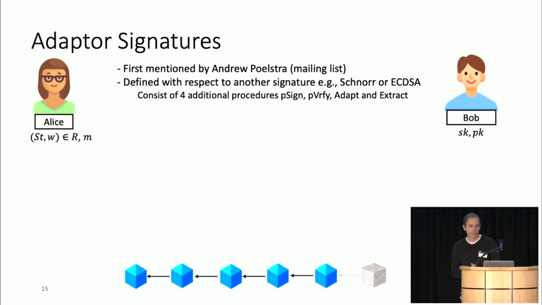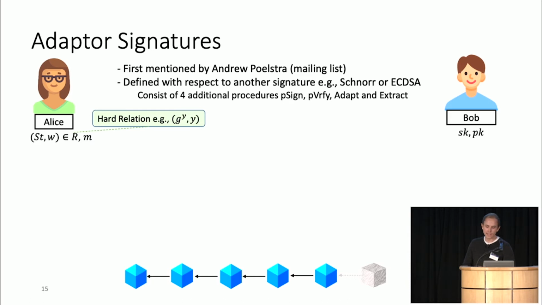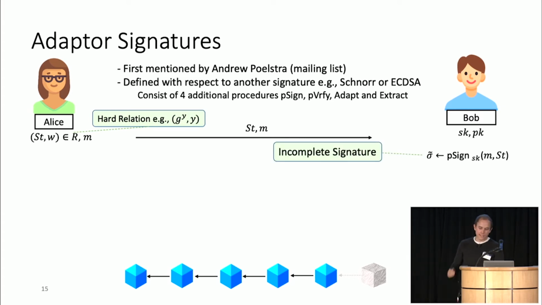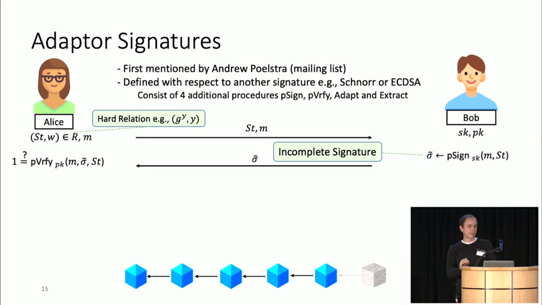On a high level, how it works is as follows. We have again Alice and Bob. Alice has a statement and witness of some hard relation, it could be a D-log relation, for instance, and a message, whereas Bob has a key pair for the signature scheme. Alice sends the statement and the message to Bob, and Bob can use the statement, the message, and his secret key to create the pre-signature. This is an incomplete signature that is not yet valid, but Bob can still send this to Alice. Alice can verify that this has been constructed correctly, and if it has, Alice can adapt the pre-signature using her witness to yield a correct and complete signature for the message.